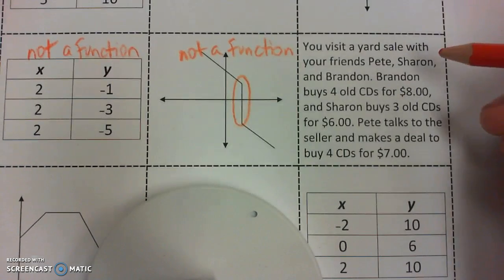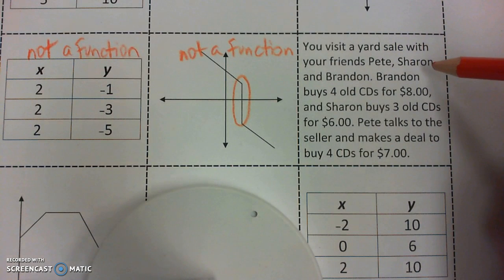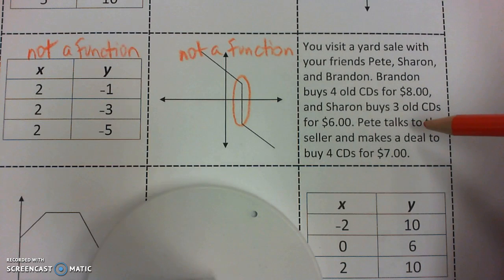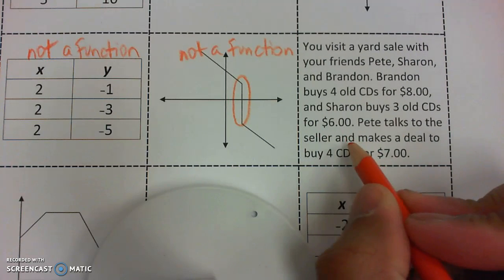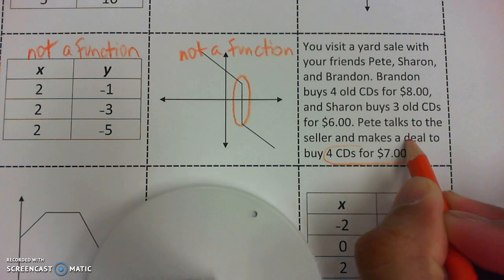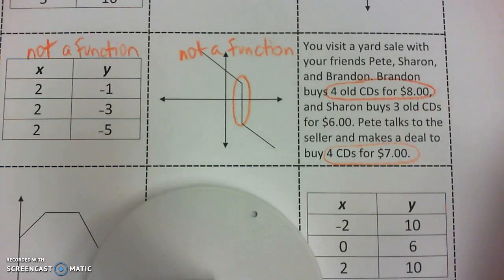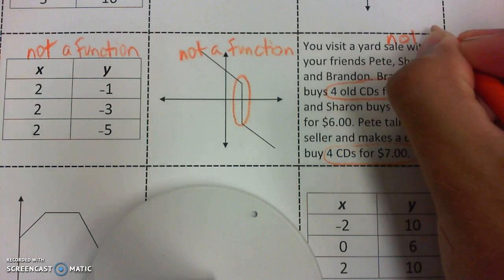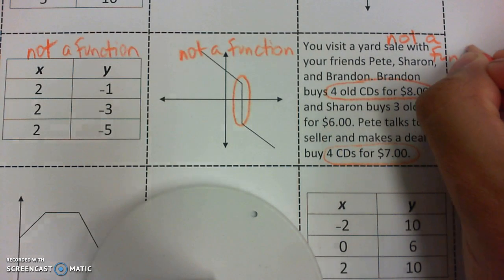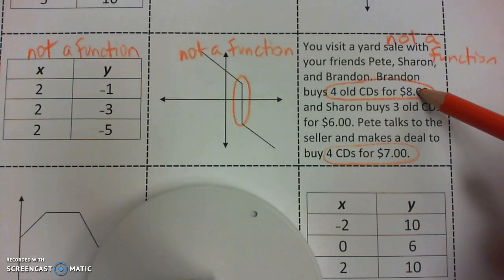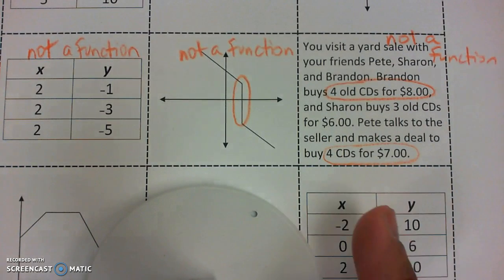And in my last one, you visit a yard sale with your friends Pete, Sharon, and Brandon. Brandon buys 4 old CDs for $8. Sharon buys 3 old CDs for $6. Pete talks to the seller and makes a deal to buy 4 CDs for $7. So this fact here, that we have 4 CDs and $7 and 4 CDs and $8, shows us that this is also not a function. That x value of 4 would have 2 different y values, $8 and $7.